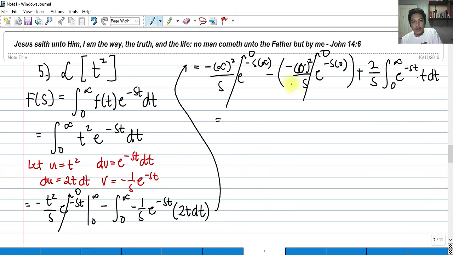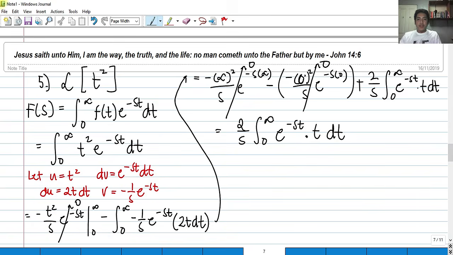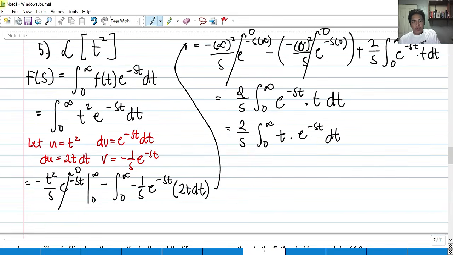So the remaining is 2 over s, integral from 0 to infinity of e raised to negative st multiplied by t dt. In order for us to clearly see it, 2 over s, from 0 to infinity, that is t multiplied by e raised to negative st dt. Again, this is an integration by parts. So we let u equal t. Our du is simply dt. Our dv again is e raised to negative st dt. And if we integrate this, that is equivalent again to this.